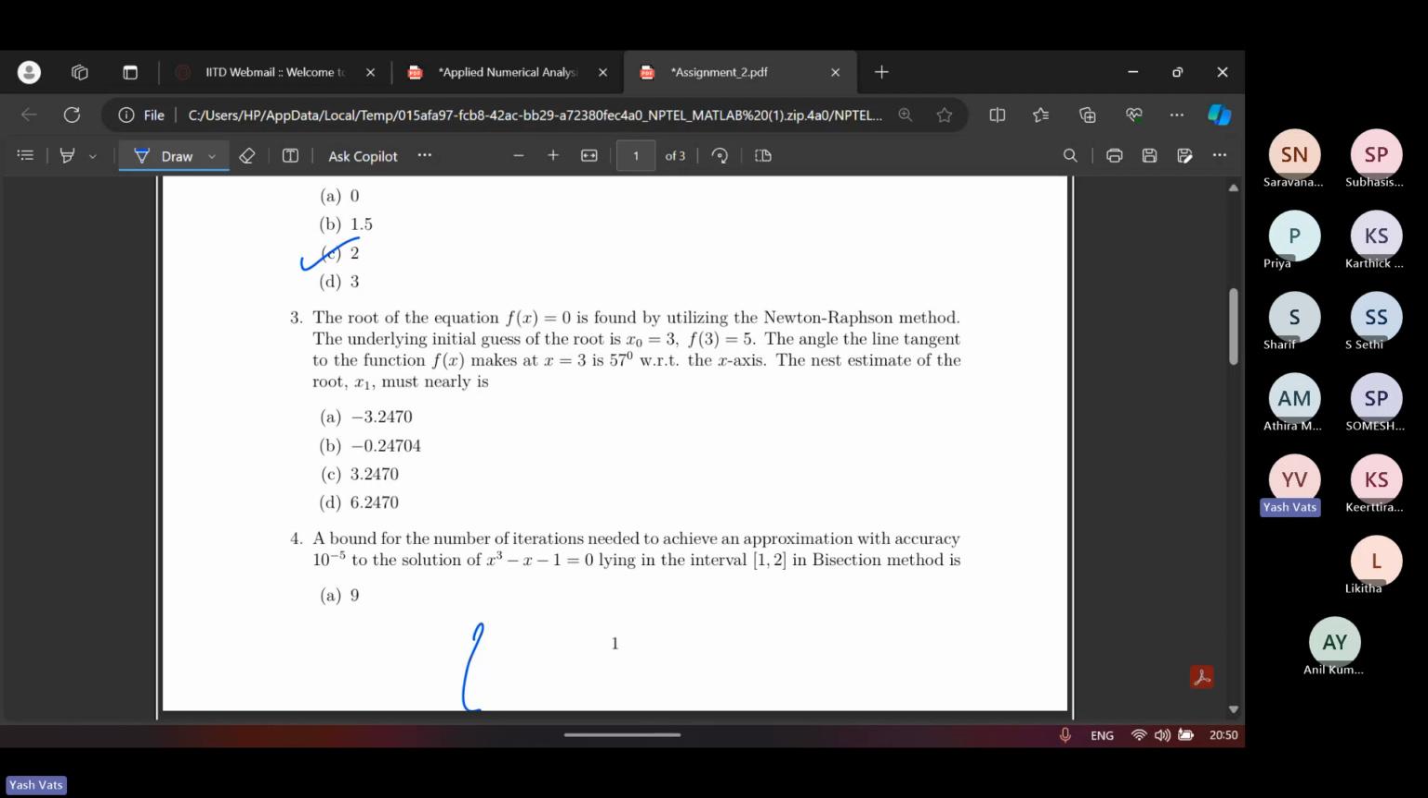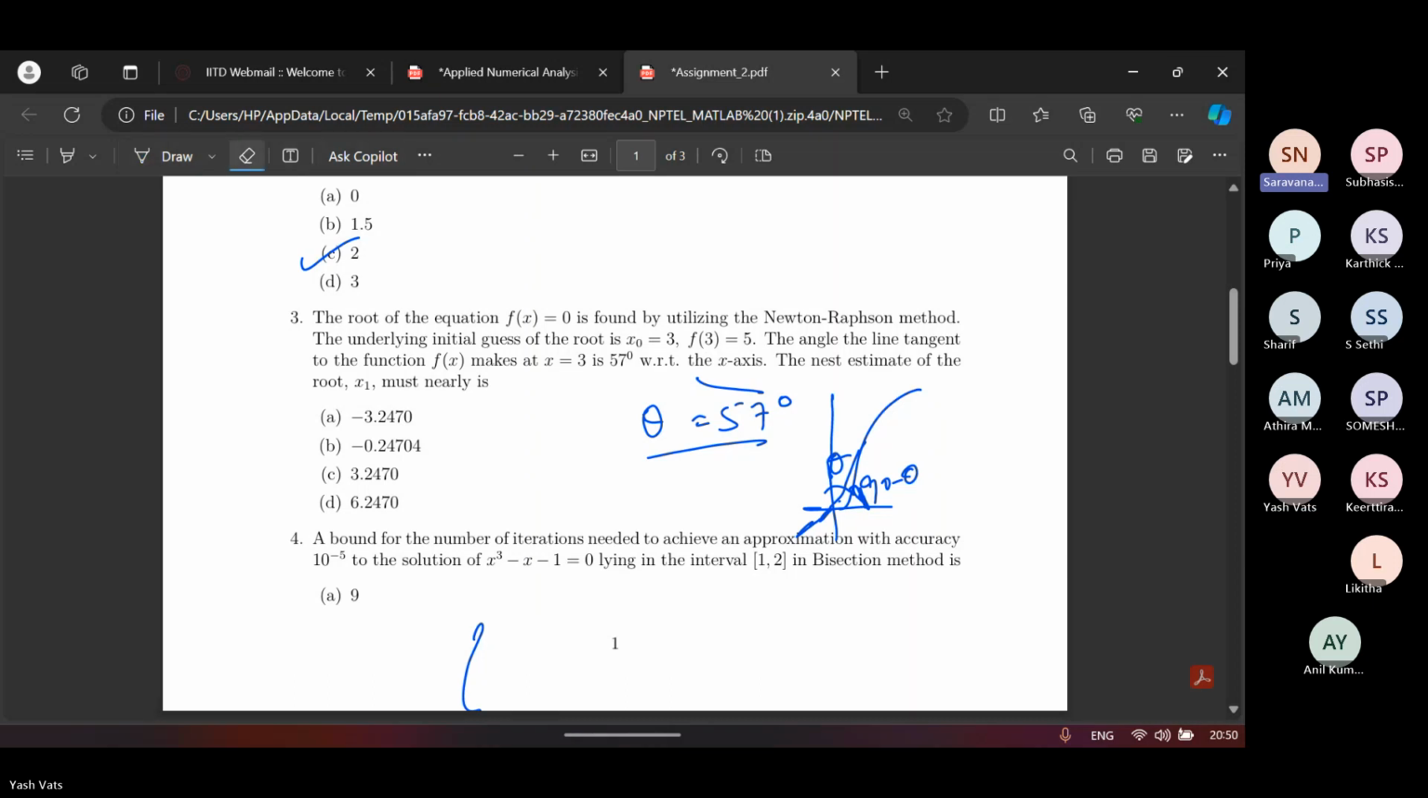So what is theta here? 57, because it is making an angle with respect to the x-axis. But if it says that it is making an angle with respect to the y-axis, then what do you need to do? Then you have to use 90 minus theta to come over here. Okay, it's just easy.